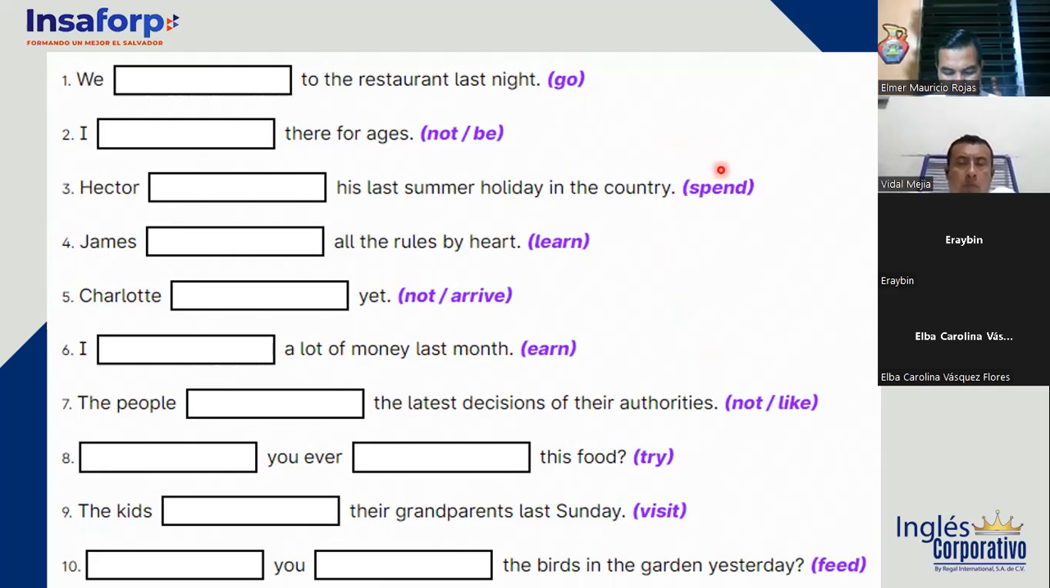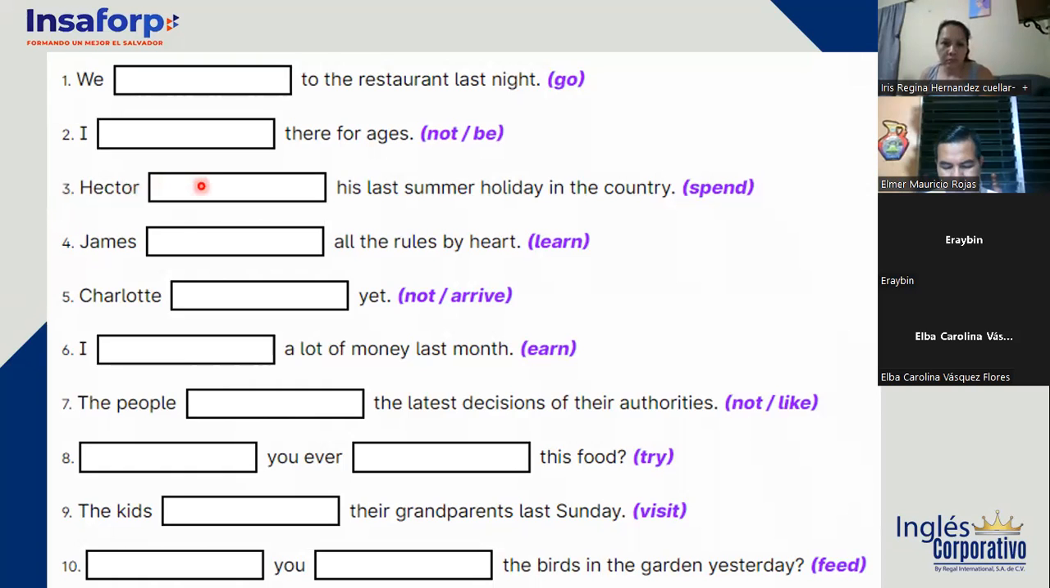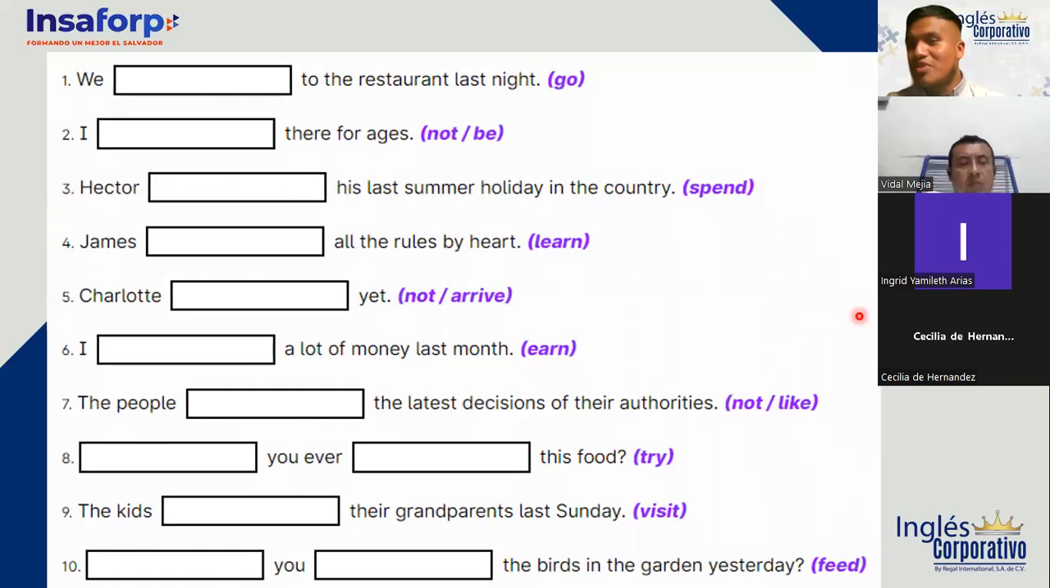So, Vidal, if we already know that the past form of the verb spend is spent, what is the final result for sentence number three? Victor spent his last summer holiday in the country. Okay, I don't know if I'm mistaken, but I heard spend. We don't say spend, we say spent because we already know the past form. Can you please turn your microphone off? Thank you. All right, thank you very much.